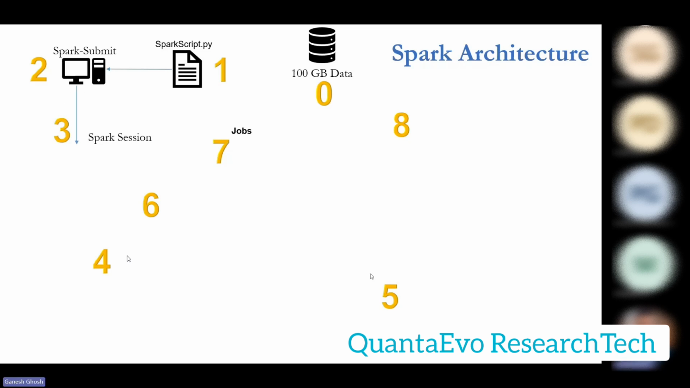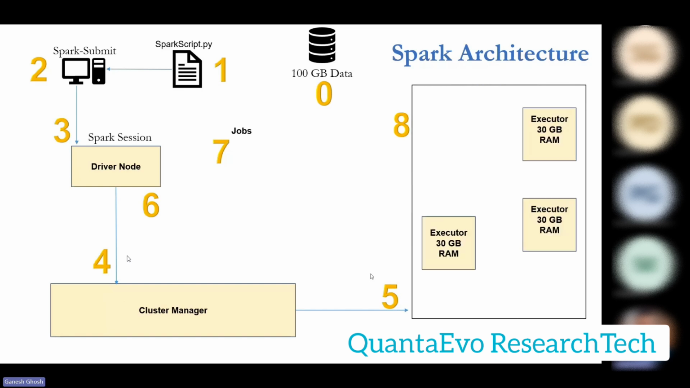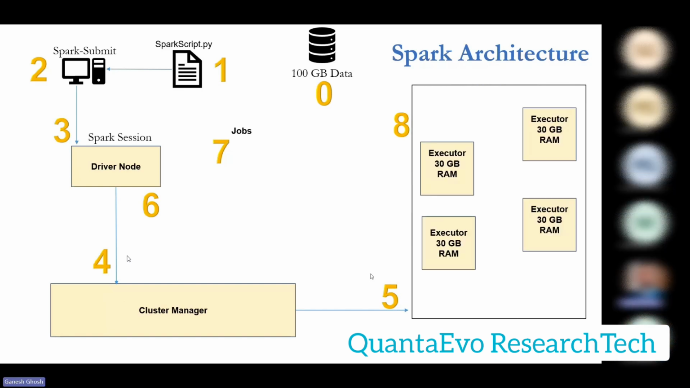Then the Spark session will get created and the driver node will get created. It will call the resource manager to provide the required resources. The resource manager will create the resources as per the need. So suppose an executor node is getting created, and then it will report back to the driver. Now the driver will take the script and divide that into jobs.